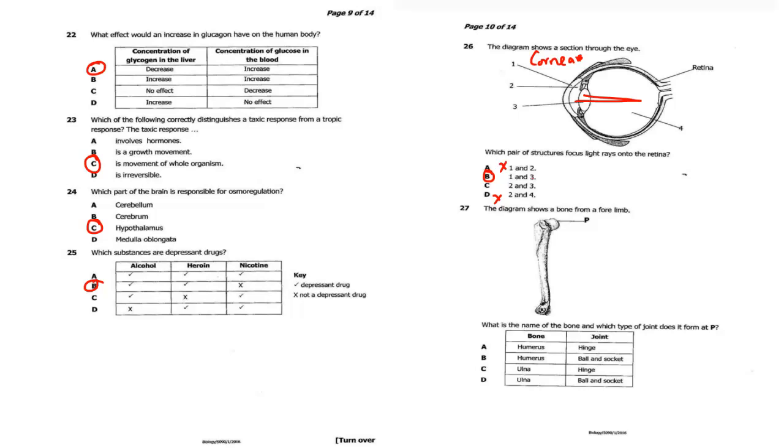Question 27. The diagram below shows a bone from a forelimb. What is the name of the bone and which joint does it come from? So, what is the answer to this question? This is question 27, so please make sure you supply the answer to this question.